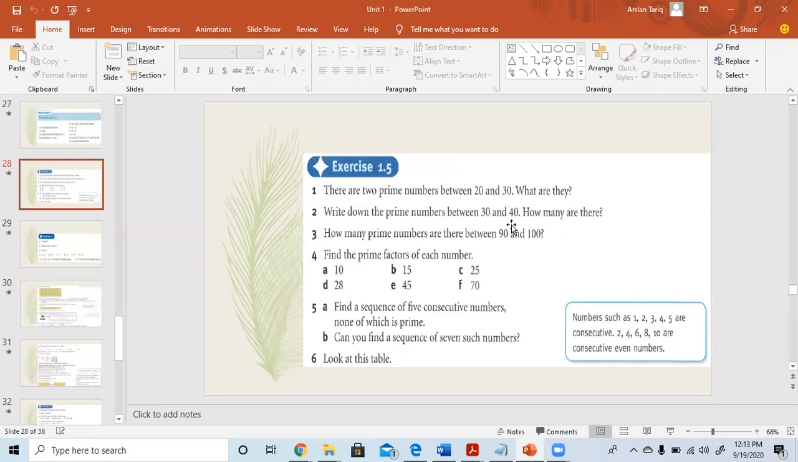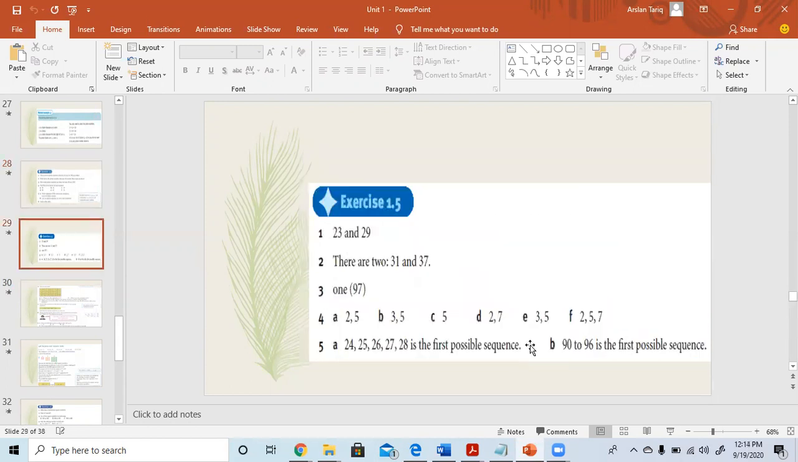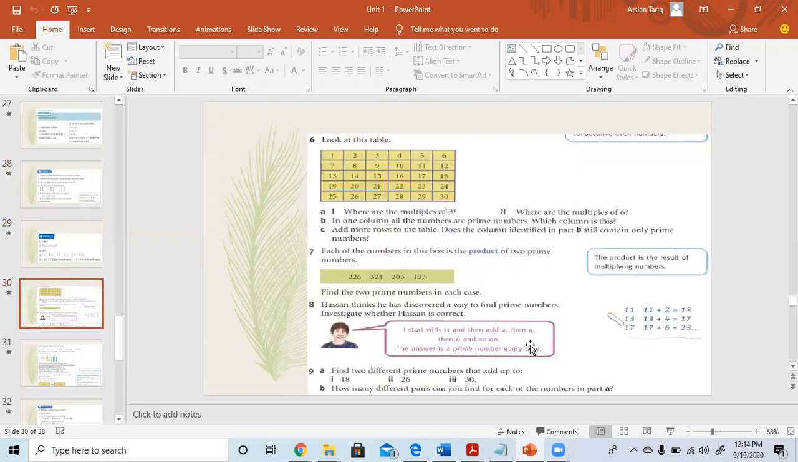Find the prime factors of each number. You know how to find prime factors. Prime factors means you first find the factors of 10, then you check which number is a prime number, and just write that number. Here are the answers of 1.5.